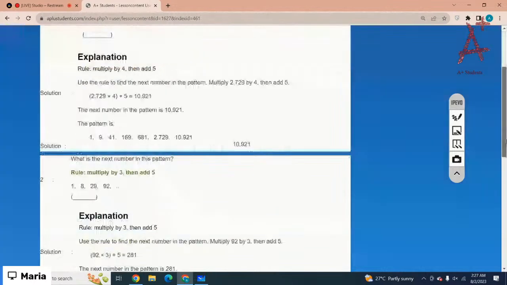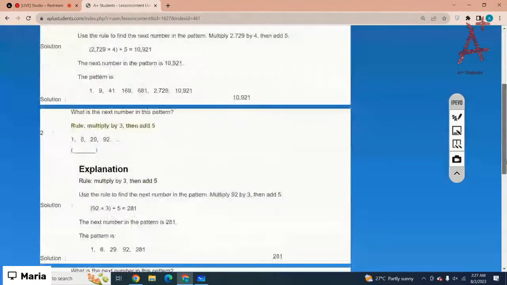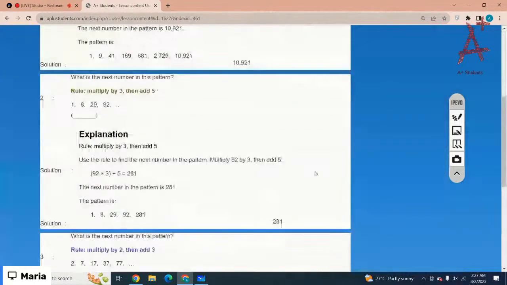Okay, let's just look at the other example. What is the next number in the sequence? You are given the rule is multiply by 3 then add 5. So just multiply 93 times 92 times 3 and add 5, right? So the next number is 281, right?